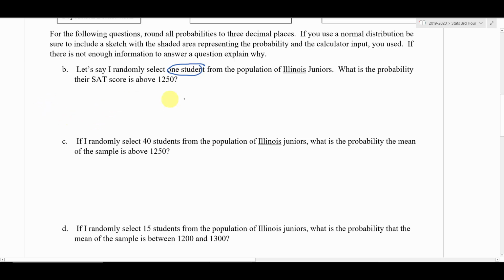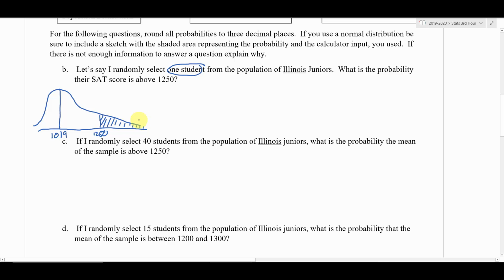So for this one, it does say to include a sketch with a shaded area representing the probability in the calculator input. All right, so I'm going to take this sketch and remember, we're taking one student from the population of Illinois juniors. What is the probability that their SAT score is above 1250? So recall that our original population was skew right. I'm going to draw this in there. The mean was 1019, and we want the probability that their SAT score was above 1250, right? So 1250 would be somewhere over here to the right.